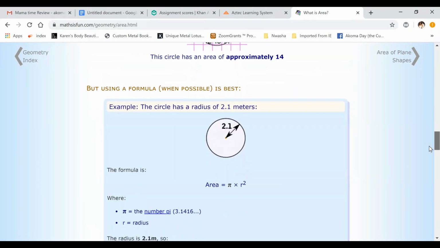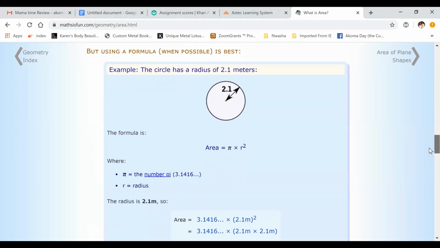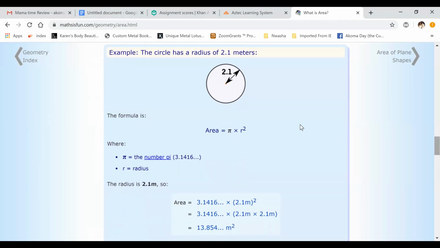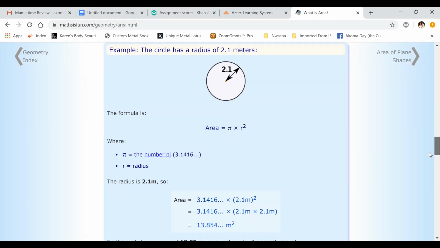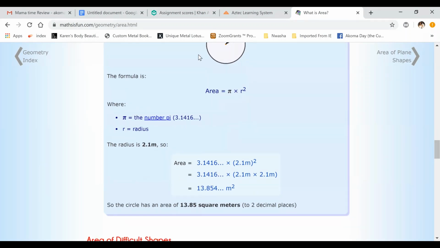Coming down a little bit more, we're going to keep going over these. The area for a circle is pi, which we're going to talk about in a couple of days, times r, which is the radius, squared. And then you're just using this like an equation. If it asks you about the area, you're going to replace pi with 3.1416, or using your calculator, use the pi symbol or pi button.